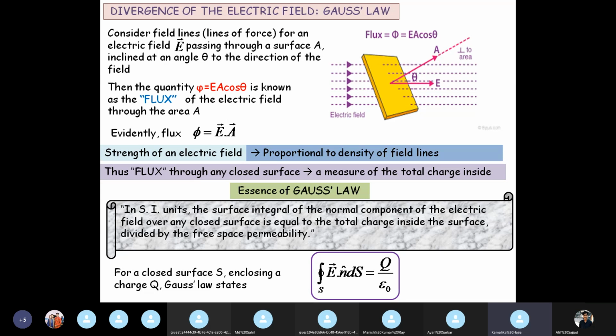Okay. So E dot n cap dS basically gives you the normal component of the electric field over a closed surface, and the total surface integral of that quantity is equal to the total charge enclosed divided by epsilon naught, which is the free space permeability. We will prove this law and we will see how this basically is related to flux of the electric field.